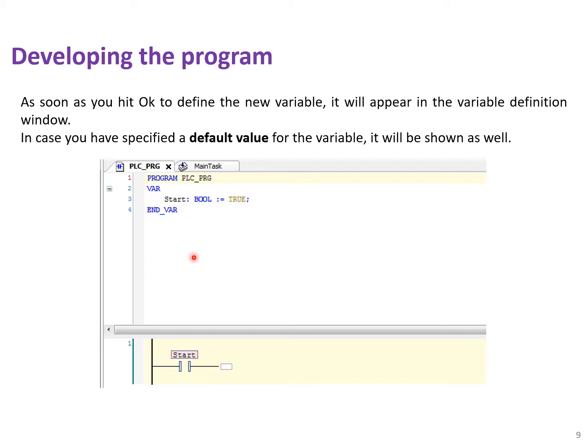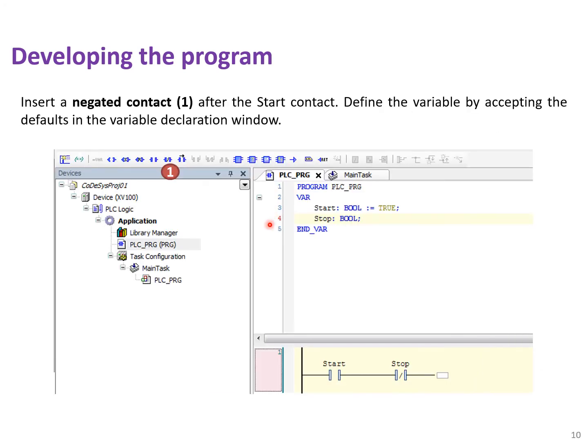Okay, so it means that you could just type your variables directly here and choose that in your contacts and coils. Yes, this is another way to add new variable and then later use that in your contacts and coils. Okay, let's continue our programming by adding a stop button.